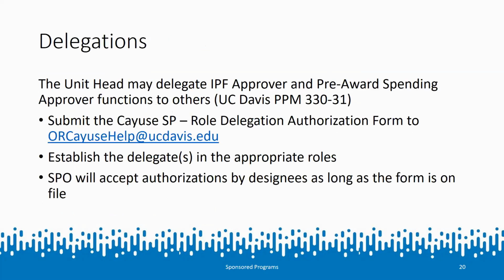Okay, I already talked about delegations. The unit head can delegate according to UC Davis PPM 330-31, and the role delegation authorization form, which there's a link to in the resources section that's actually spelled out. But again, I'll make sure you all have the online versions of these materials. So they just complete that, sign it, and email it to us. And it has the policy listed right there on it, so they can read it and make that determination. And you don't have to put who they're giving access to. It's just them taking ownership of that.